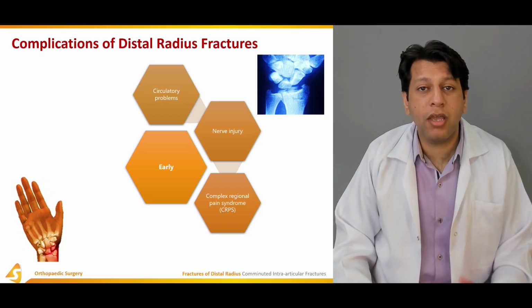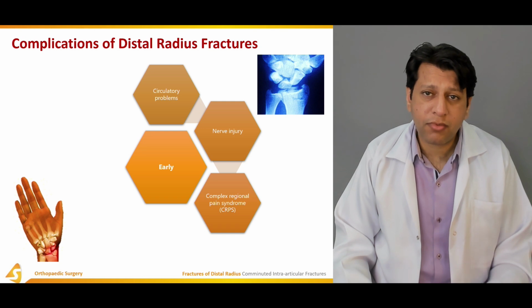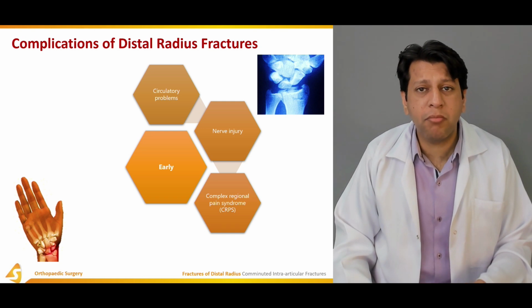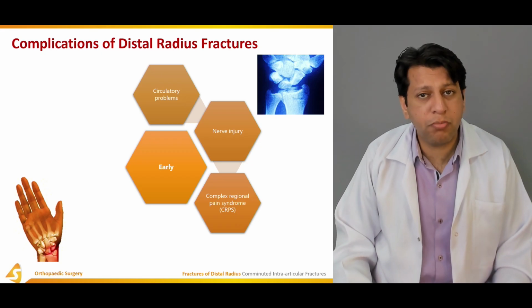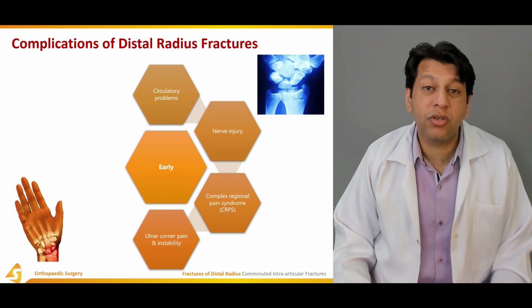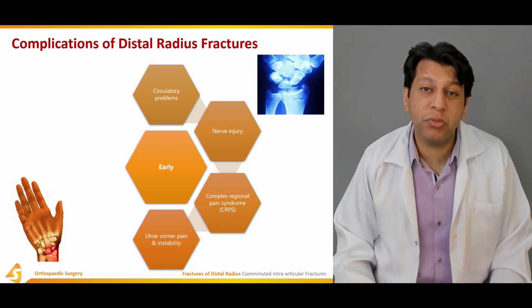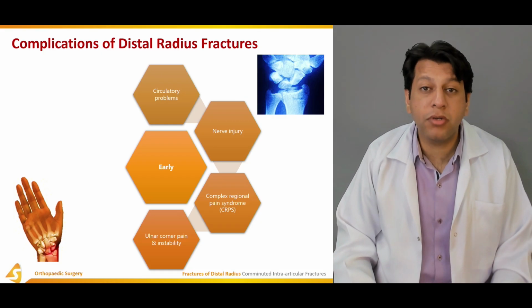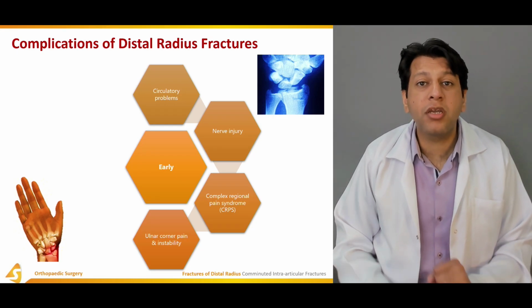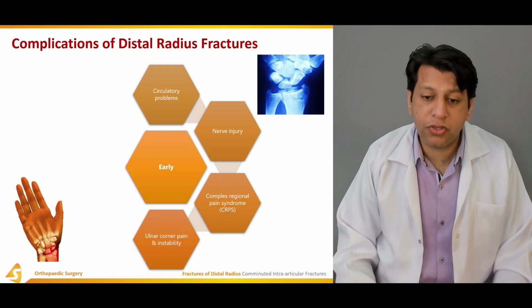The patients may have complaints of pain, paresthesias, and altered sensations, and especially be unable to move the wrist joint properly. There could be ulnar corner pain and instability, and there could be some degree of impingement as well, or ulnar abutment syndrome could be present, which could be very damaging, and the patient may complain of pain on the ulnar side of the wrist joint.